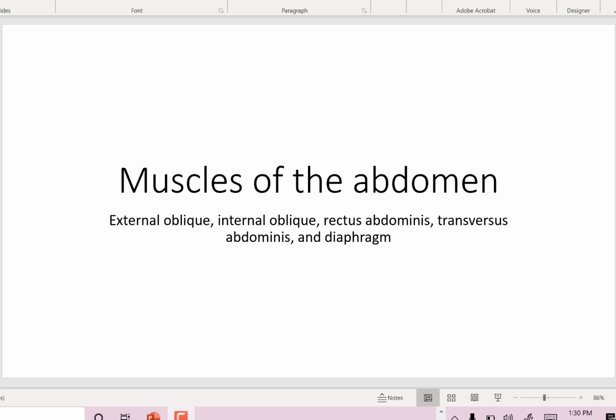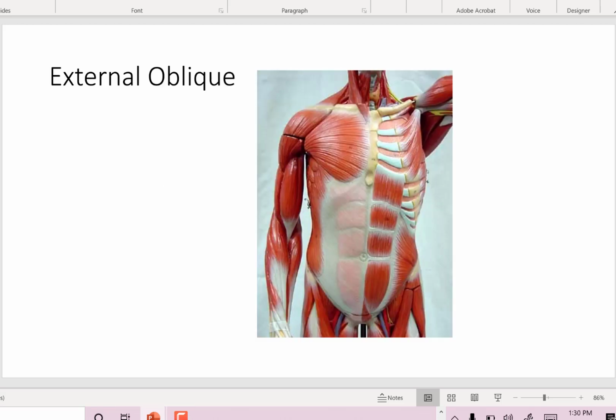Hello anatomy students. On to another short video that will discuss muscles of the abdomen. Our first muscle is going to be the external oblique.